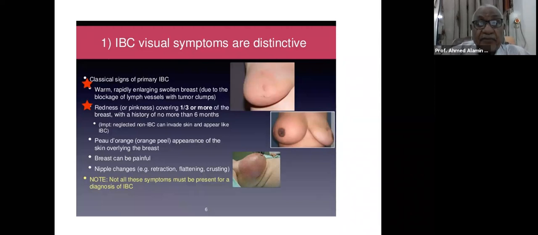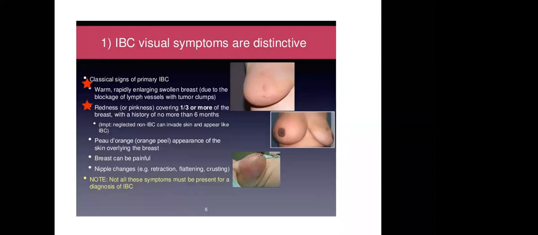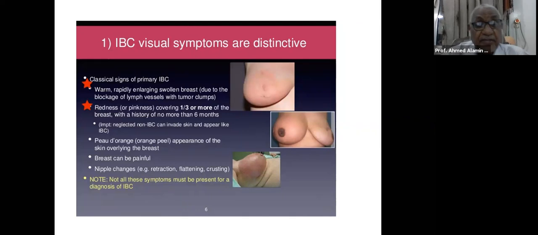Neglected non-inflammatory breast cancer can invade the skin and appear like inflammatory cancer. There is a pseudo-orange appearance of the skin overlying the breast. The breast can be painful, hence the confusion with inflammatory problems. Nipple changes: the nipple may be retracted, flattened, or crusted, or it may look normal.